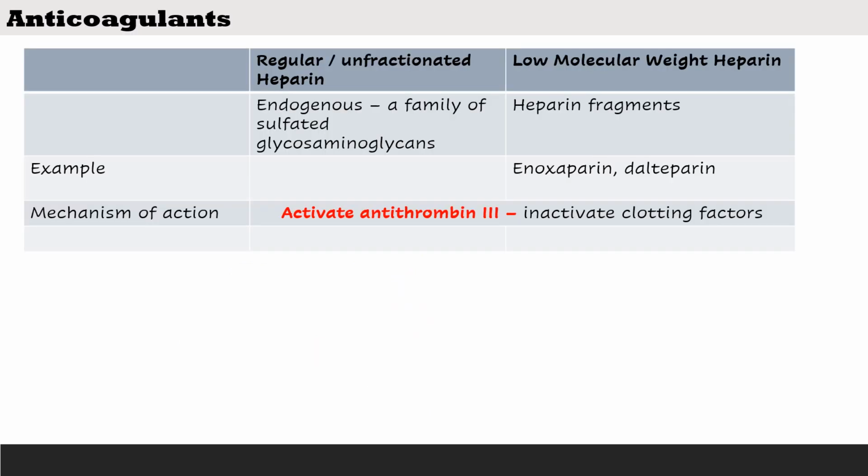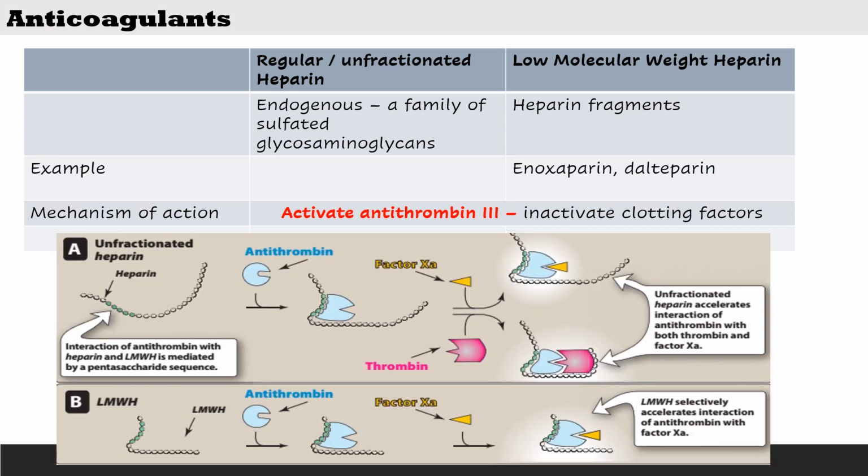Okay, the first class of anticoagulant I will talk about is regular or unfractionated heparin and low molecular weight heparin, which are heparin fragments. Enoxaparin and dalteparin belong to the low molecular weight heparins. Both heparin and low molecular weight heparin act by activating antithrombin 3. Just now we saw the coagulation cascade. Thrombin is needed to convert fibrinogen to fibrin. So if you block thrombin by activating antithrombin, it will inactivate the clotting factors. This is illustrated by the diagram here.